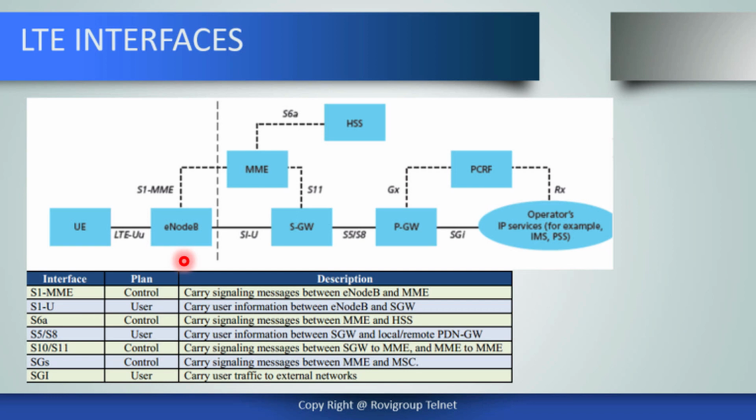This is the explanation of how a web page or video streaming is done by the UE and what interfaces it uses. The remaining interfaces, which are the control plane interfaces, are used for signaling messages for different functions. For example, for authentication, for policing, and for other things, these interfaces are used.